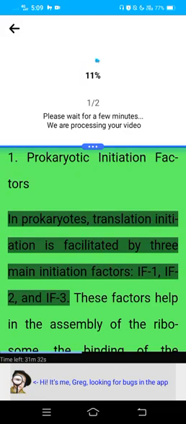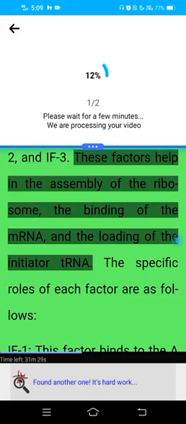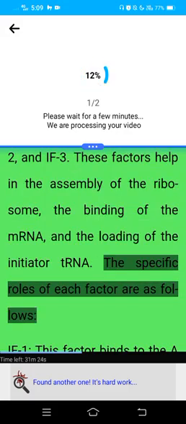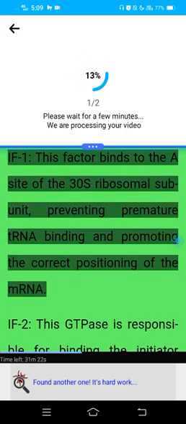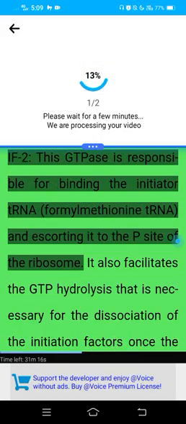In prokaryotes, translation initiation is facilitated by three main initiation factors: IF1, IF2, and IF3. These factors help in the assembly of the ribosome, the binding of the mRNA, and the loading of the initiator tRNA. The specific roles of each factor are as follows. IF1: this factor binds to the A site of the 30S ribosomal subunit, preventing premature tRNA binding and promoting the correct positioning of the mRNA.